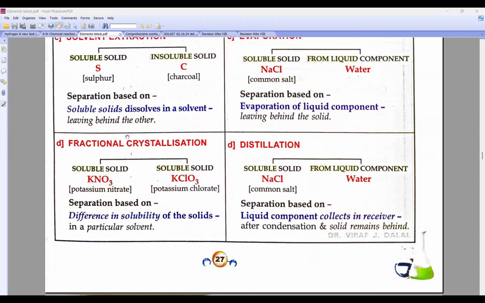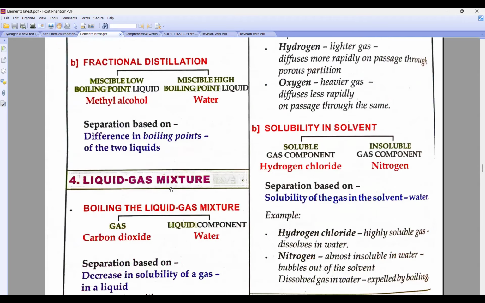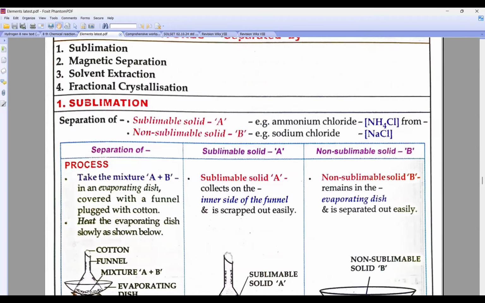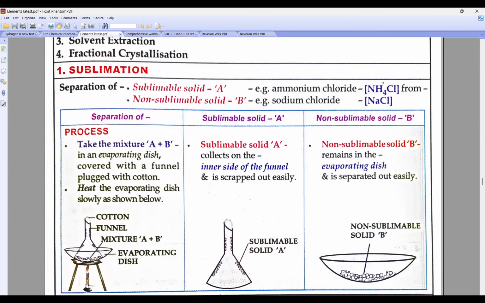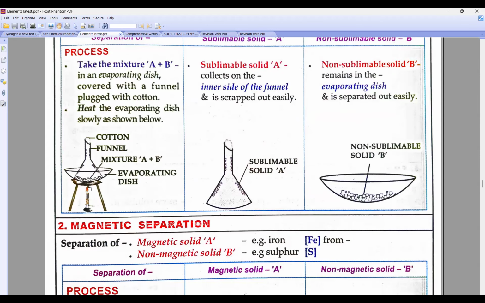Okay. So this was for solid-solid. I'll show you all the techniques for solid-solid. First what we did, come on tell me. Sublimation. So in sublimation, I've taken ammonium chloride and sodium chloride. Who is sublimable? This one is sublimable. One is sublimable, another is non-sublimable. You take a flask, put a cotton plug here, and you heat it. Who will form the vapors? The sublimable substance, let us say ammonium chloride. It will form vapors and it will condense here. My NaCl will remain here only. The blue part is my NaCl.